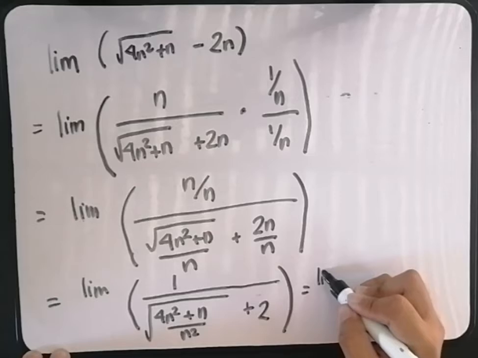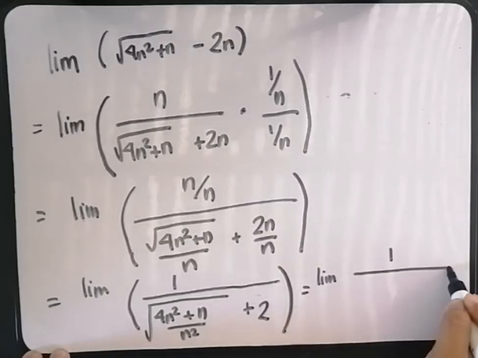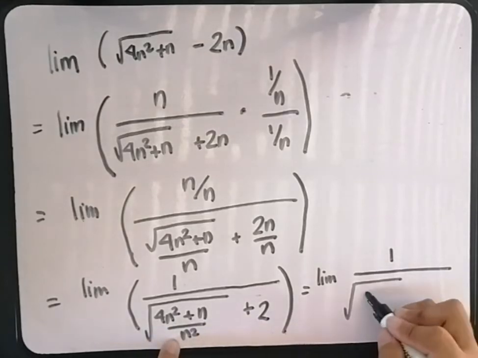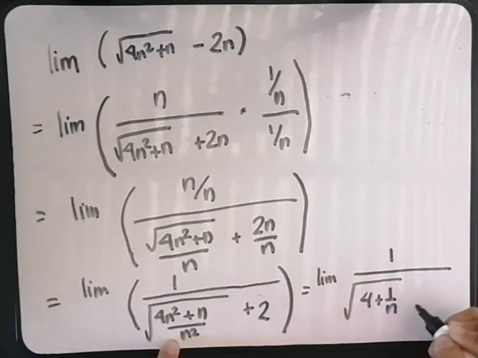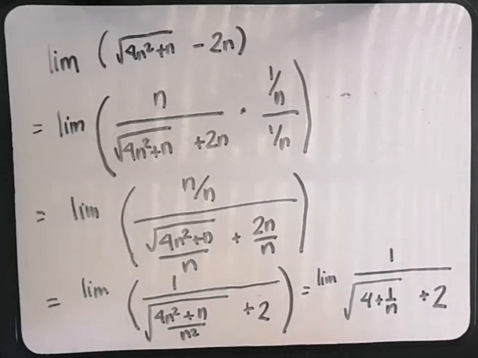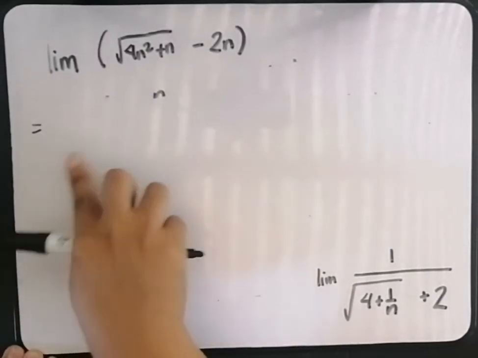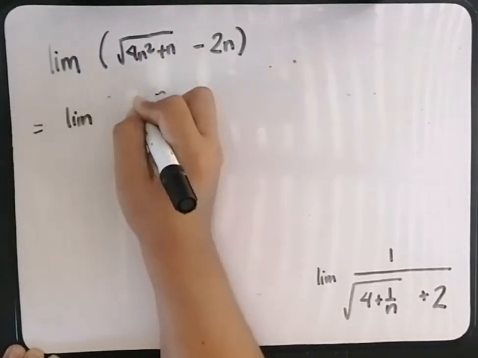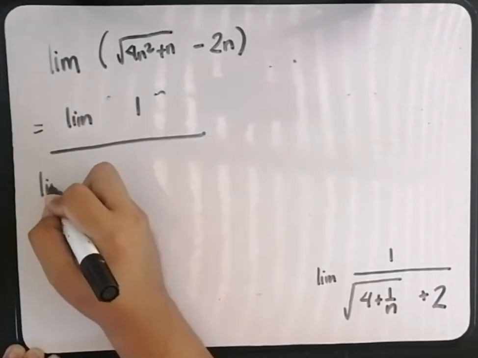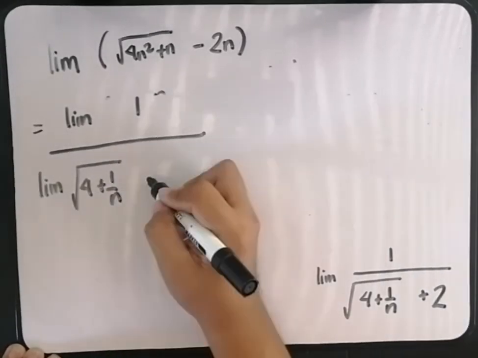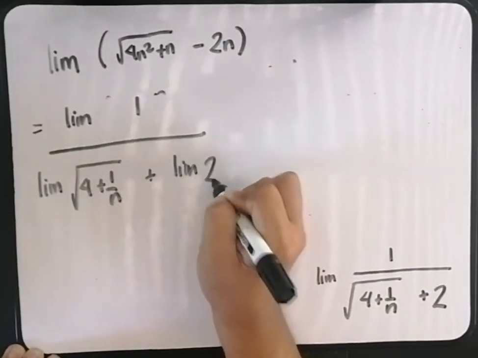Which becomes the limit of 1 divided by, so we have the square root of 4n squared over n squared is 4 plus 1 over n plus 2. So, pwede na natin ngayong gamitin yung quotient theorem. So, this becomes the limit of 1 divided by the limit of 4 plus 1 over n plus the limit of 2.